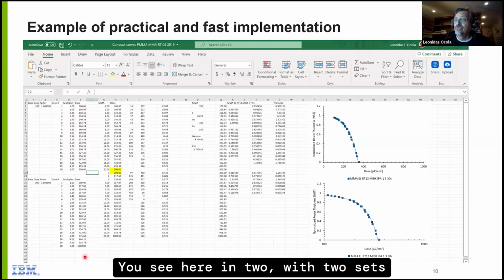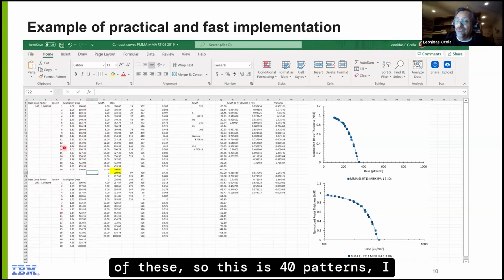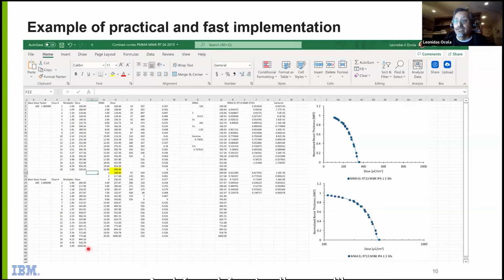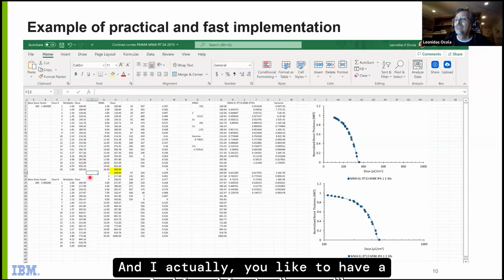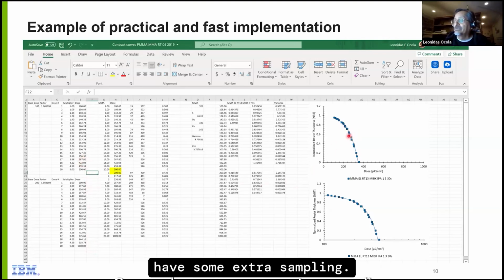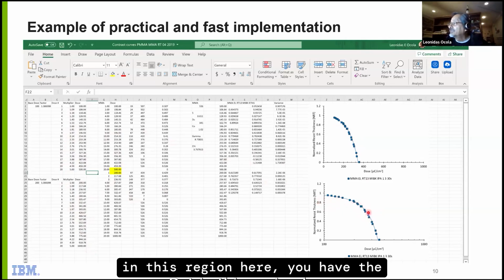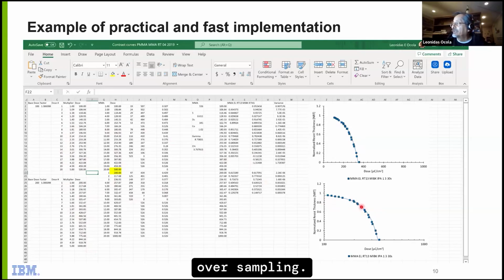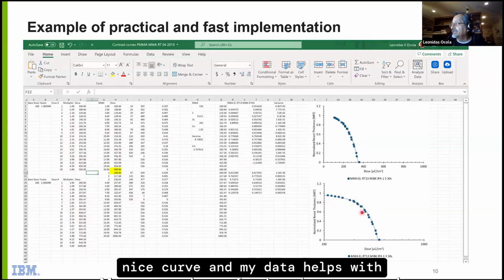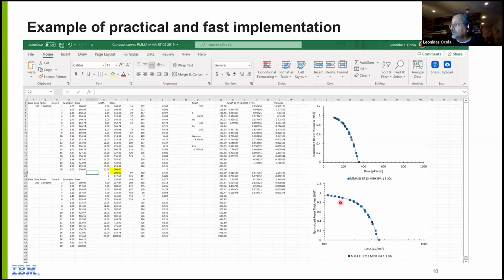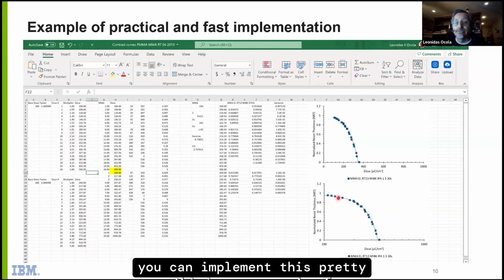You see here with two sets of these, so this is 40 patterns. I go from 100 to 1,000 very quickly. And you like to have a little bit of an overlap so you have some extra sampling between these two groups. So you collect data of these two groups and you plot them, and I'm not sure if you guys can see that, but in this region here you have the oversampling. It tells me that I got a nice curve and my data helps with the fitting too. And so this is an example of how you can implement this pretty quickly.